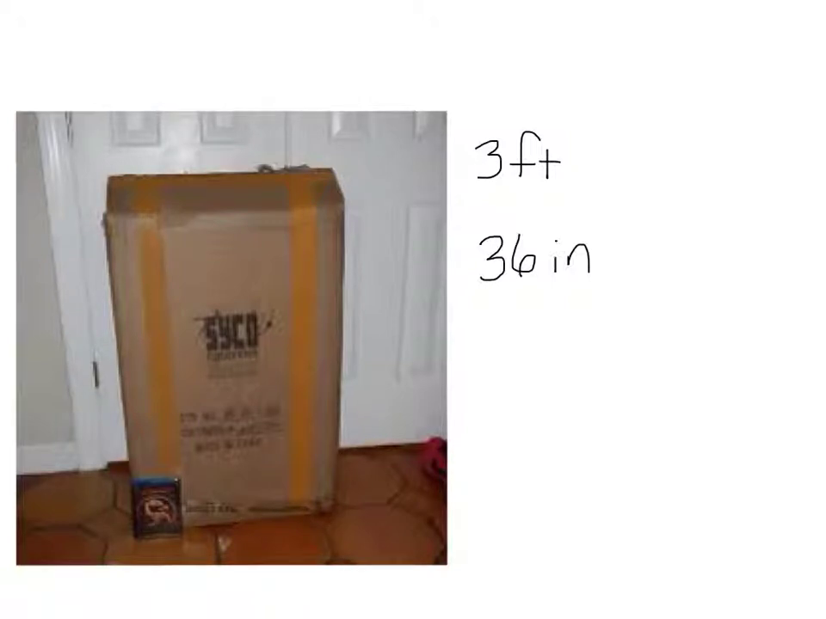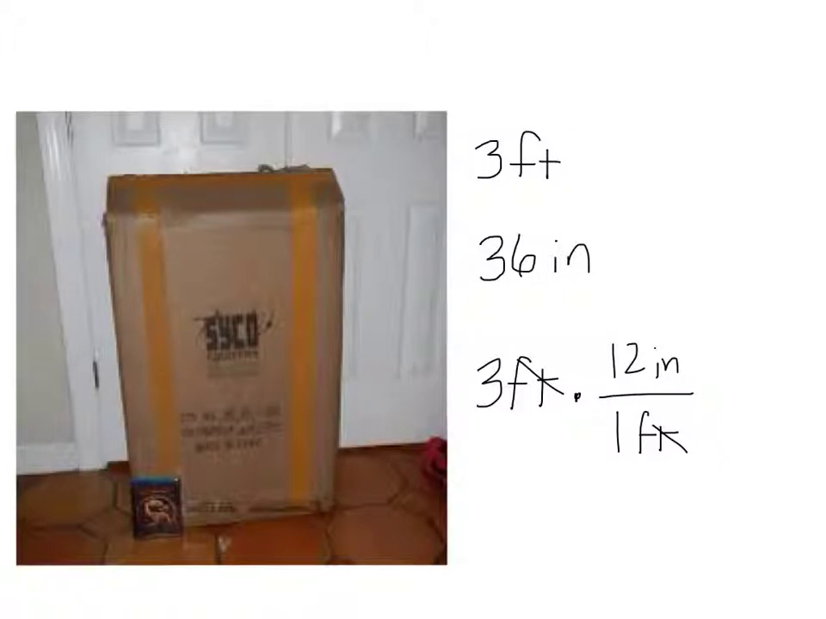In actuality, what you were doing was that calculation, and it looks something like this. You knew the box was 3 feet tall, and then you knew that there was a relationship between inches and feet. And you know that in every 1 foot, there are 12 inches. So feet cancel feet. 3 times 12 divided by 1, 36 inches. That is dimensional analysis.